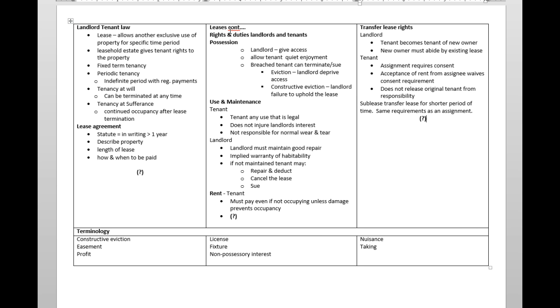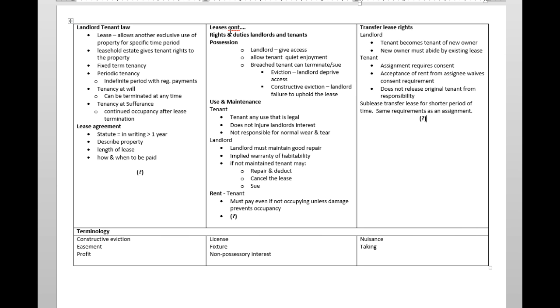Where the landlord fails to uphold the lease, the tenant will move out and evict themselves, in essence, and usually sue the landlord for a breach of contract. So then you have use and maintenance, and the tenant has any use of that property that is legal.